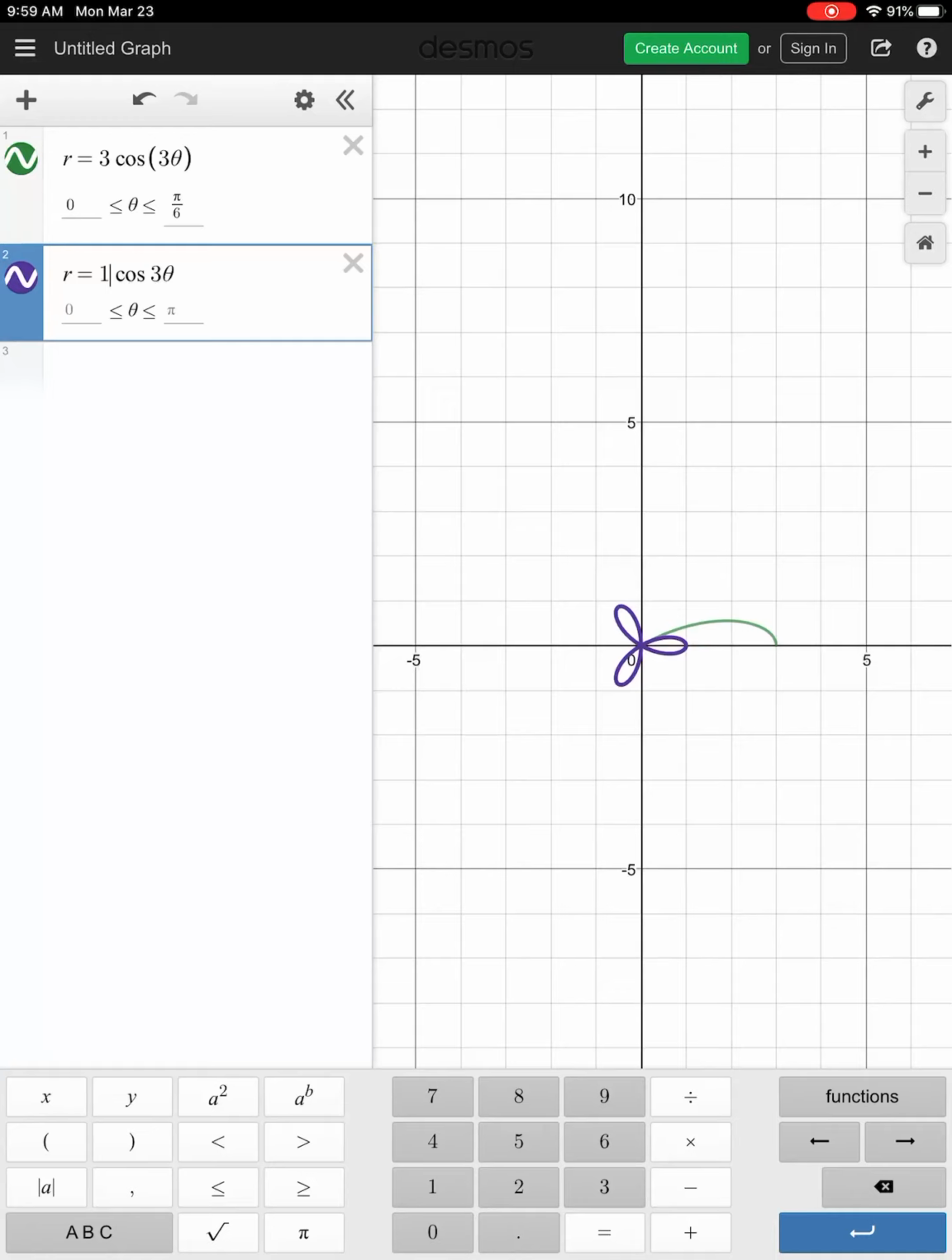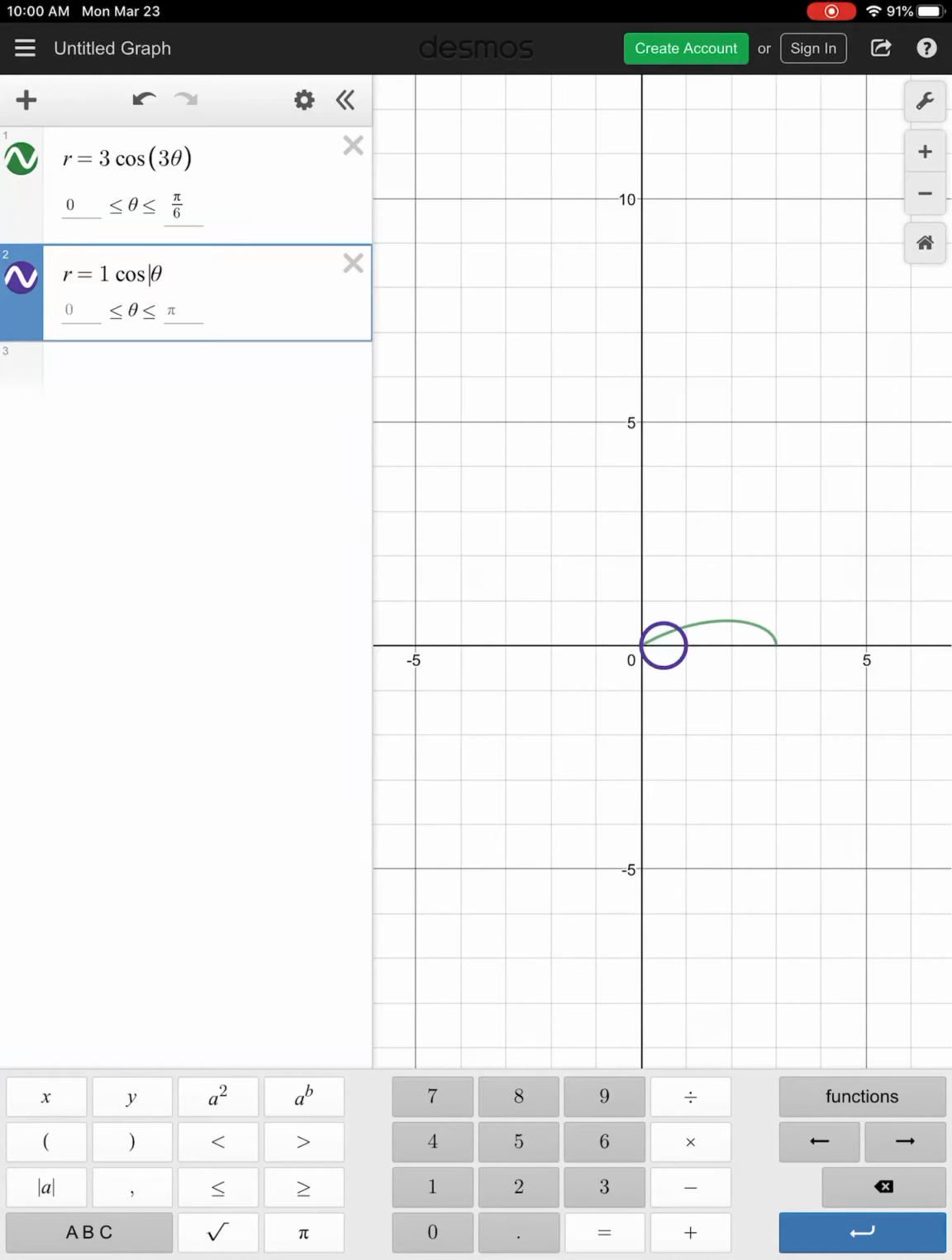So if the coefficient is 1, then your maximum length from the origin is 1. If it's 2, then the length of that petal is 2. At 3, it's 3. All right. Now the next thing you'll see is the coefficient of theta is affecting how many petals you have.